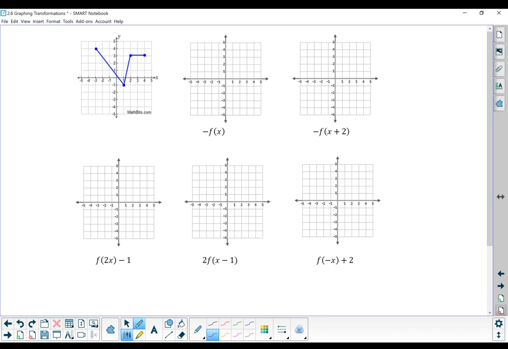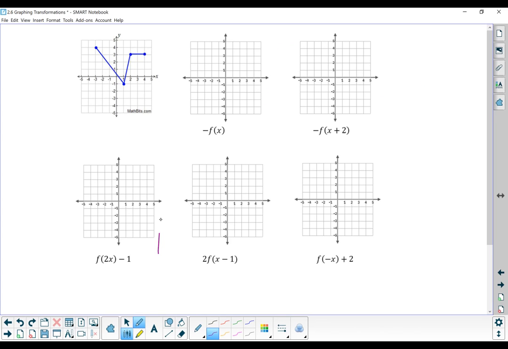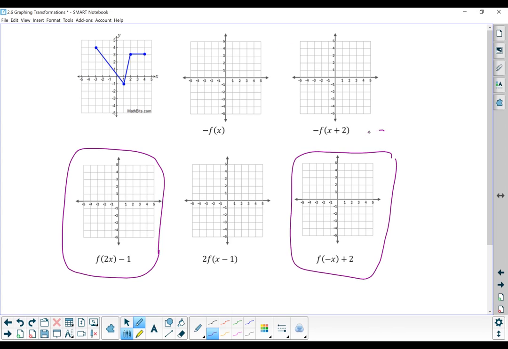Okay, so you'll have a shape. I'm just going to pick a couple of these to do. I'm going to do this one and this one and this one. Okay, so I have this shape that I'm given, and I'm going to start over here. I need to graph negative f of x plus 2.